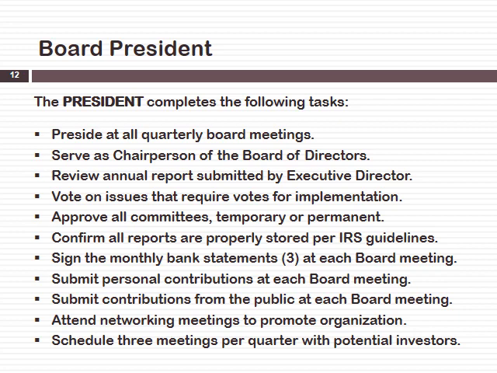And finally, board presidents should schedule 3 meetings per quarter with potential investors. That could be 1 meeting per month with people who may want to invest in an organization. The president of the board of directors should be willing to do that.